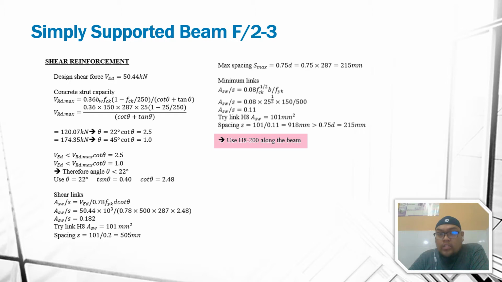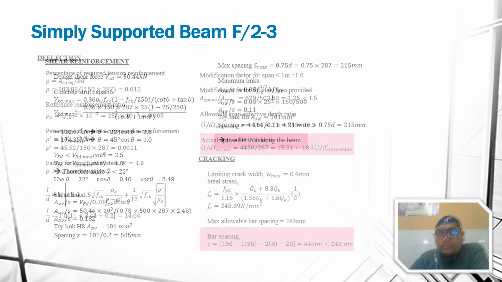So I calculate the max spacing, which is 0.5d, and I get 205 millimeter. Then I continue to calculate the minimum link, and I get 918 millimeter. That does not comply with the maximum spacing. So I use the maximum spacing, I use HA200 along the beam.